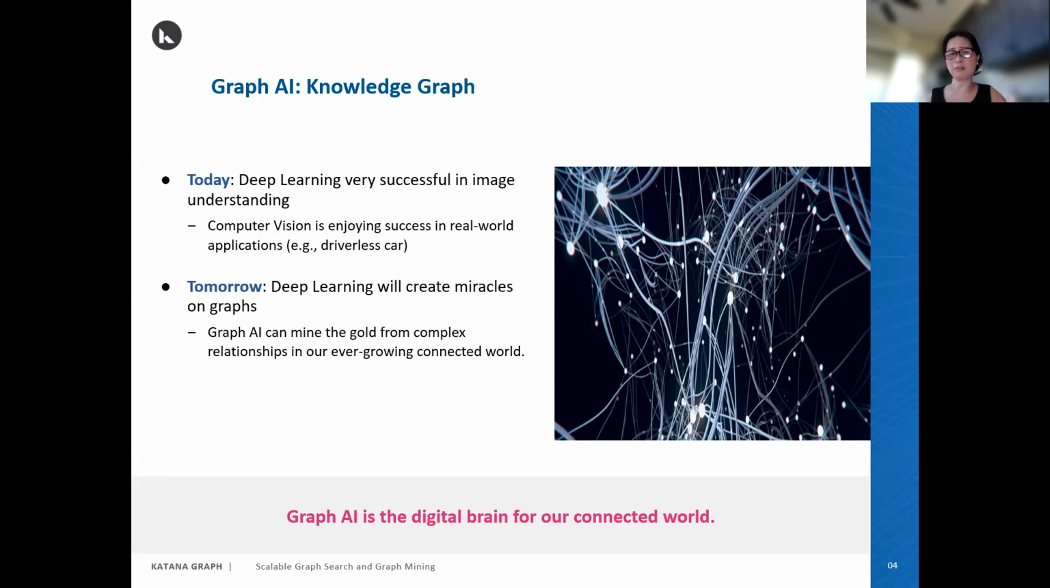Graph AI can be critical for you to mine complex relationships in our ever-growing connected world, because graph AI itself will become the digital brain for our connected world.